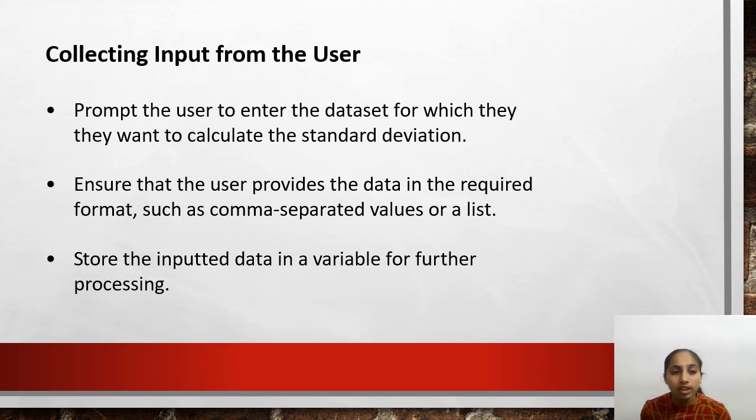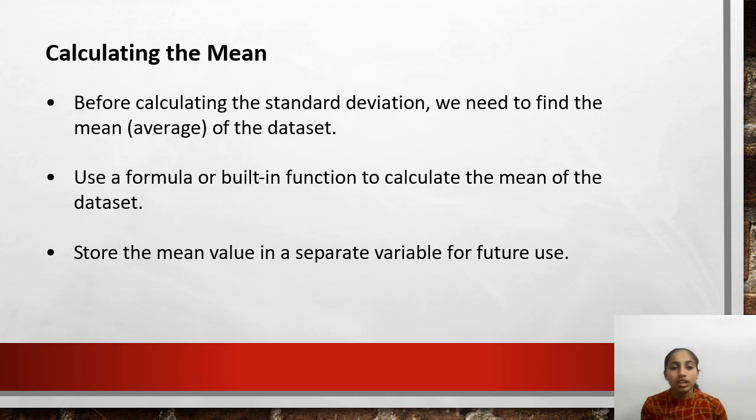We will move on to the next slide, that is calculating the mean. How to calculate the mean in programming? Before calculating the standard deviation, we need to find the mean of the data set. Use a formula or built-in function to calculate the mean of the data set. Store the mean value in a separate variable for future use.